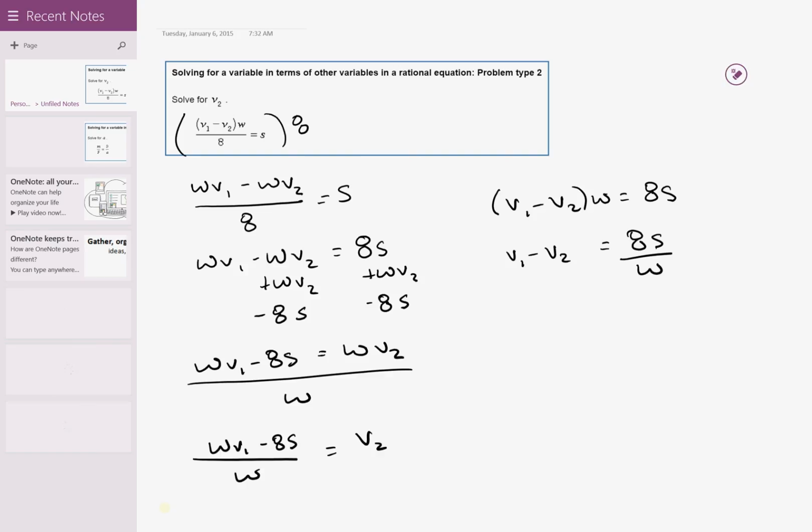Now I can subtract V1 from both sides, or I can add V2 to both sides and subtract 8S over W from both sides. I'm going to subtract V1 from both sides. So negative V2 is equal to 8S over W minus V1.